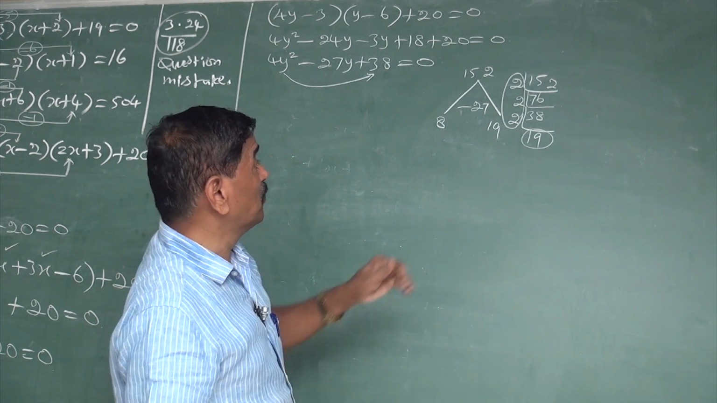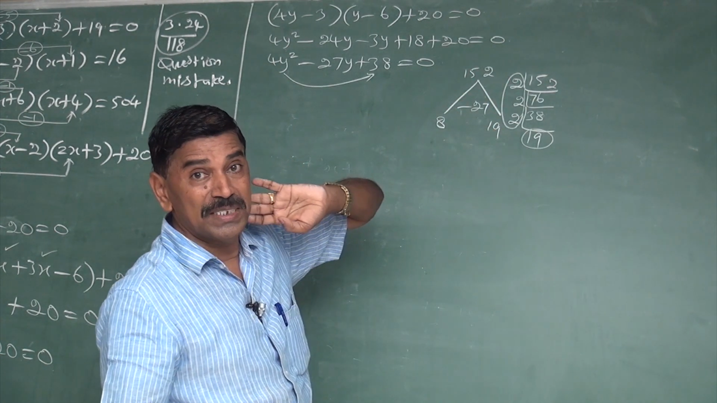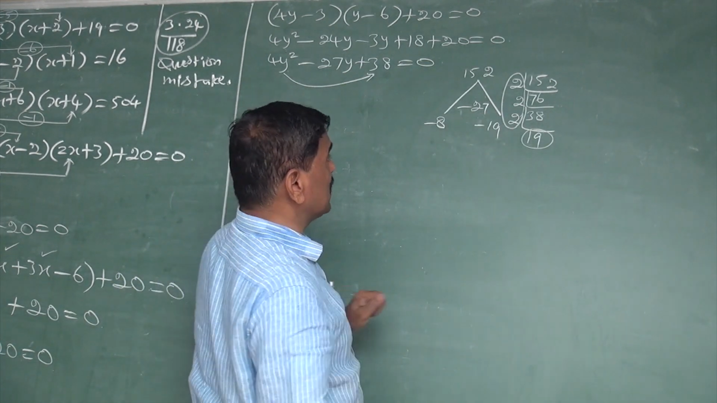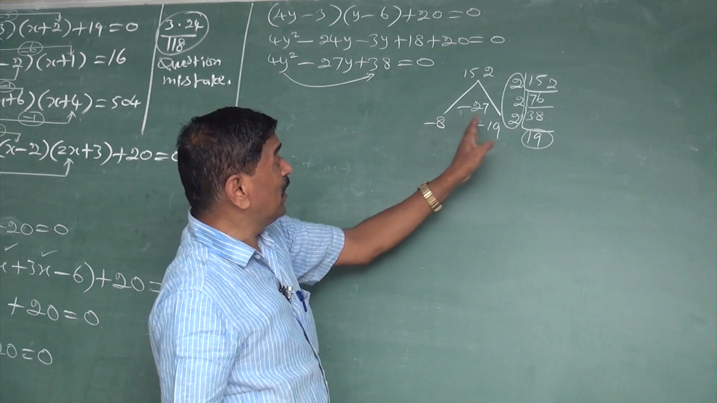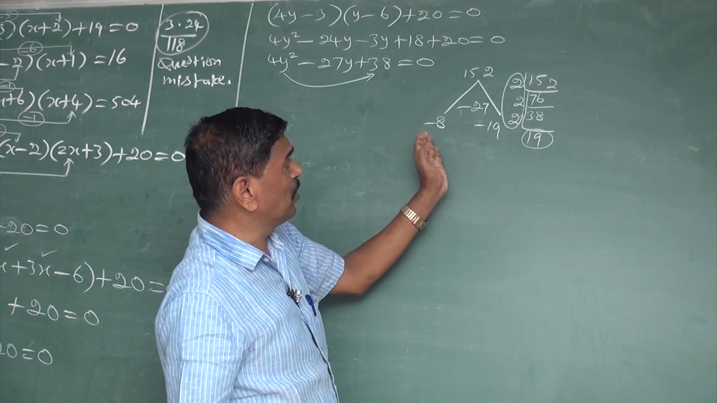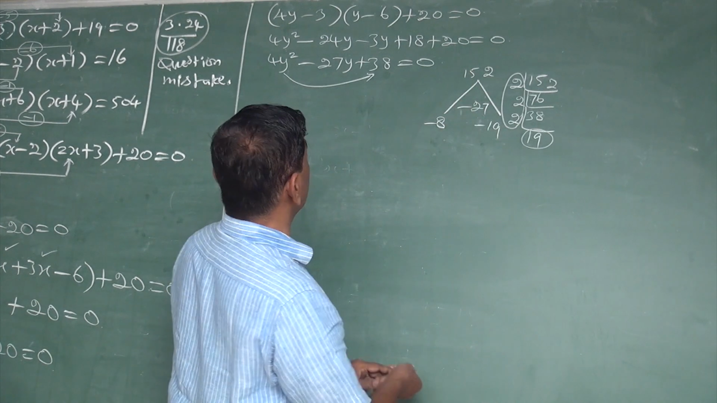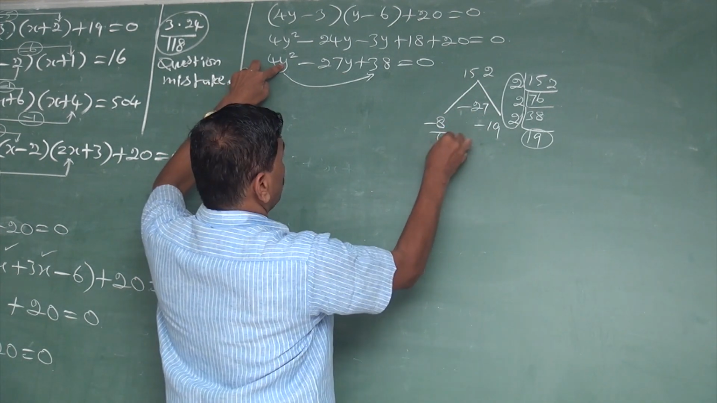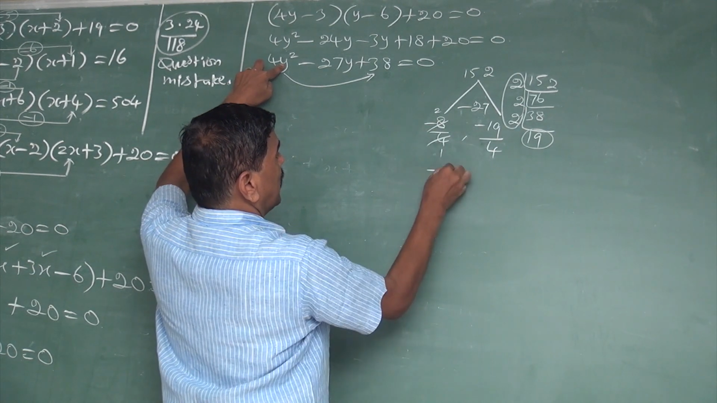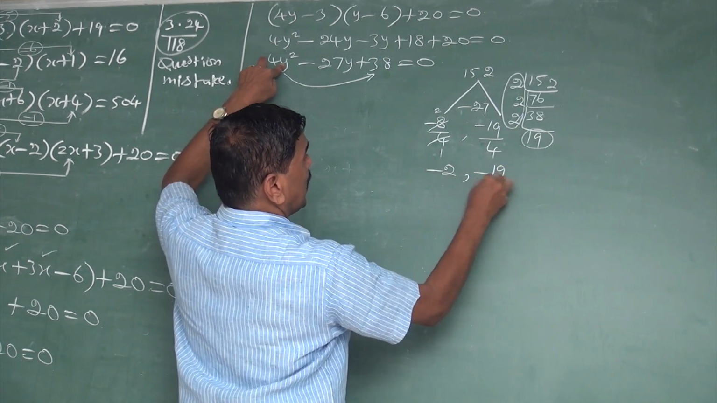Now, while multiplying to get 152, okay, how to adjust the signs? Very good. Minus is a minus. Verification, minus into minus is plus. 8 into 19 is equal to 152, and minus 19 minus 8, because same sign add, so minus 27, correct. Then the y square coefficient is 4, divide by 4. Then simplification, 1 4 is 4, 2 4s are 8. Minus 2, comma, minus 19 by 4.